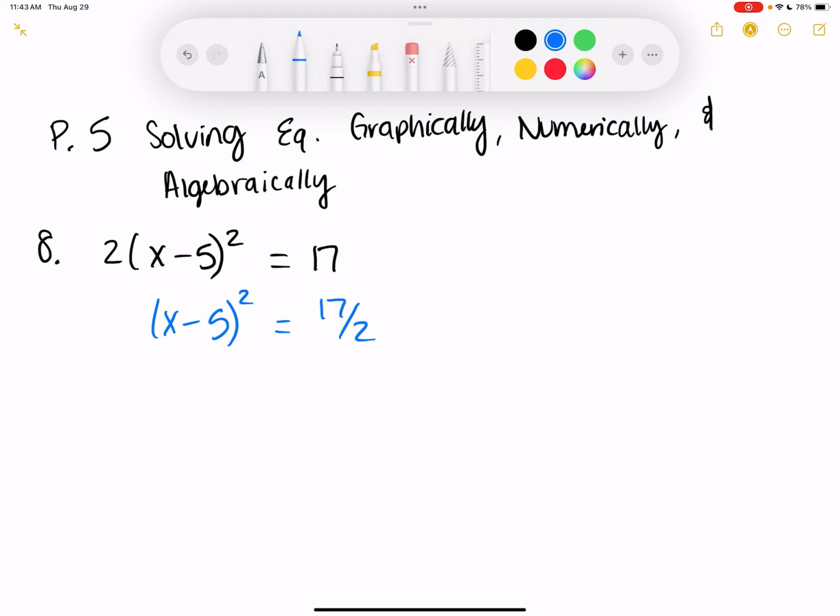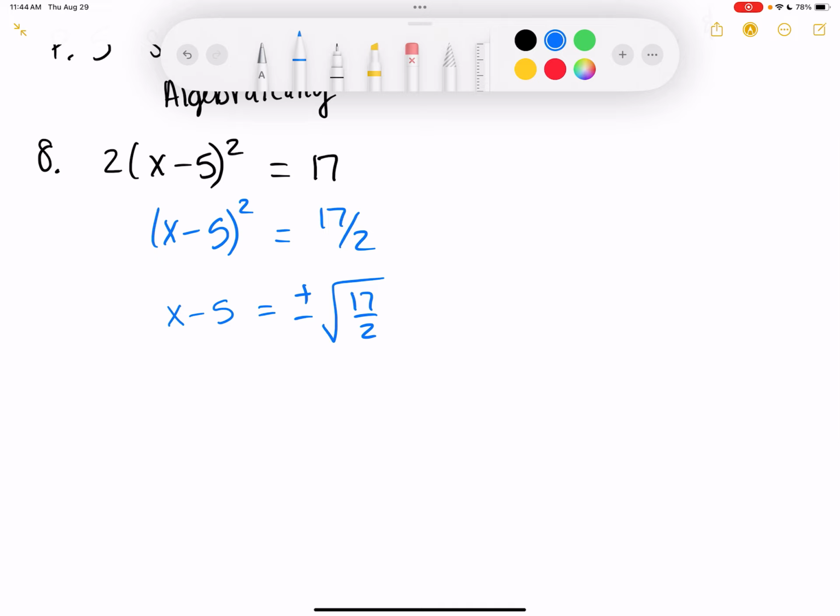Now, if I need to undo a square, what do I have to do? And when I do that, what am I going to get? x minus 5 equals the square root of 17 over 2. I'm missing a very important thing: plus or minus. Remember we couldn't figure that out and we didn't get a cookie? It's not zero points. So then add the 5 over, so x equals 5 plus or minus the square root of 17 over 2.